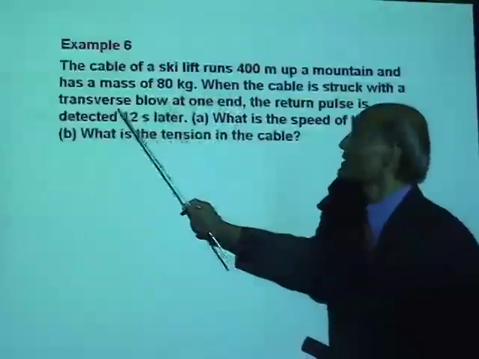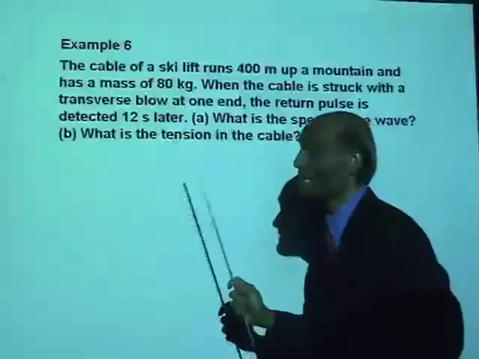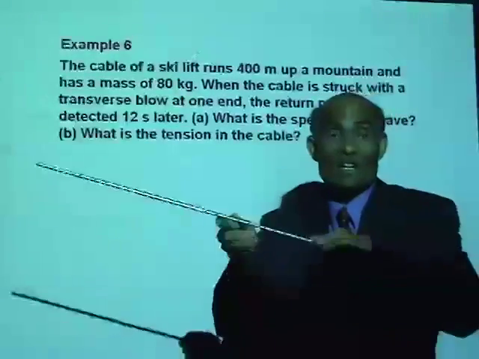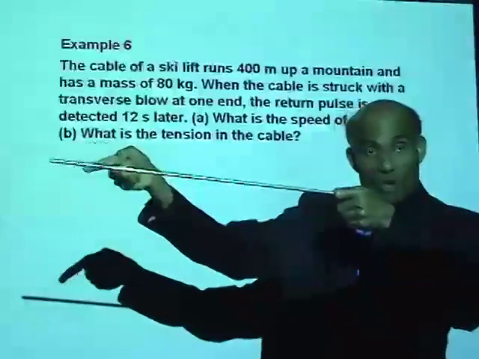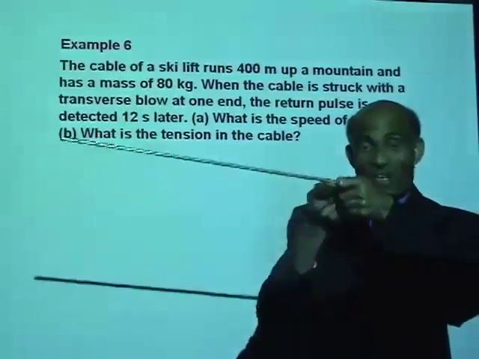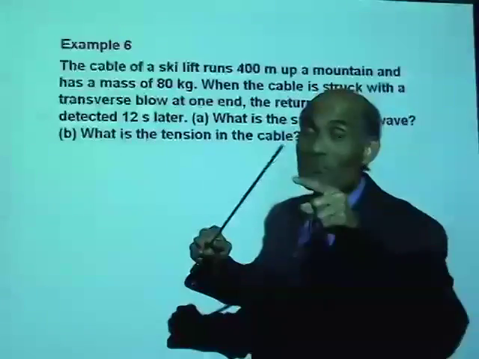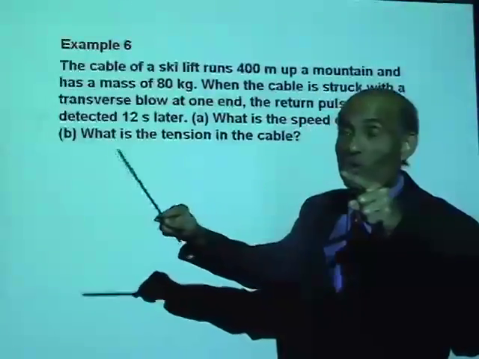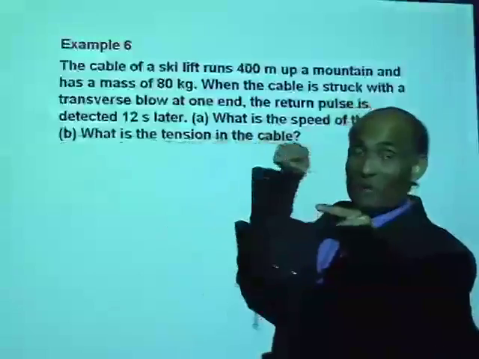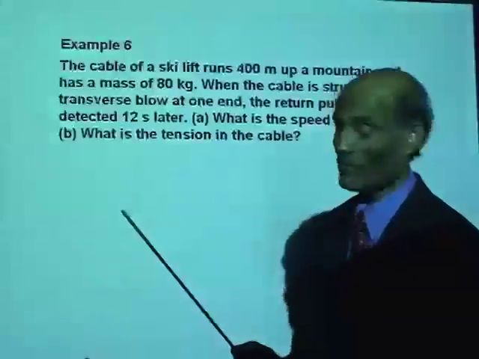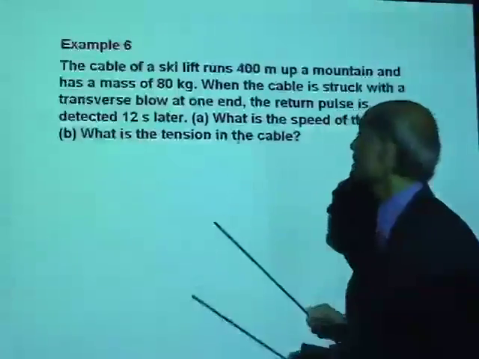When the cable is struck with a transverse blow at one end, the return pulse is detected 12 seconds later. The energy advanced all the way to the end of the cable and got reflected, and the energy came back in how long a time? 12 seconds. The time taken for the energy to travel along the length of the wire one way and back is 12 seconds. What is the speed of the wave? What is the tension in the cable?